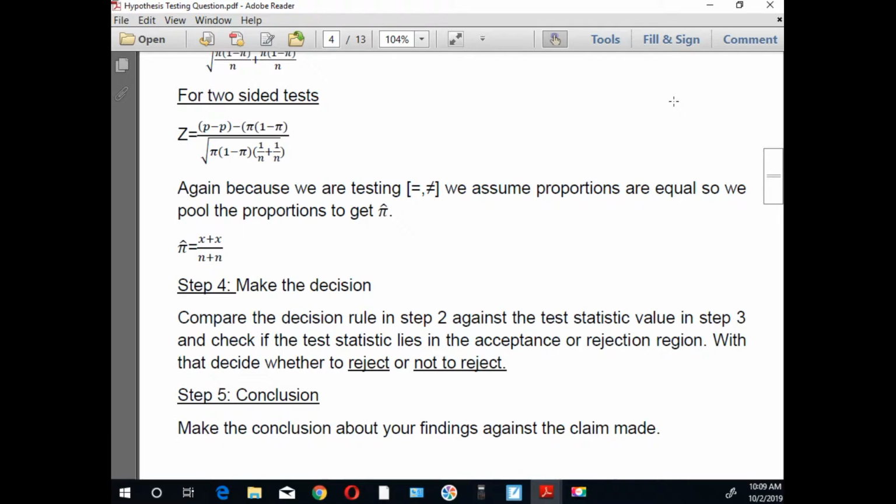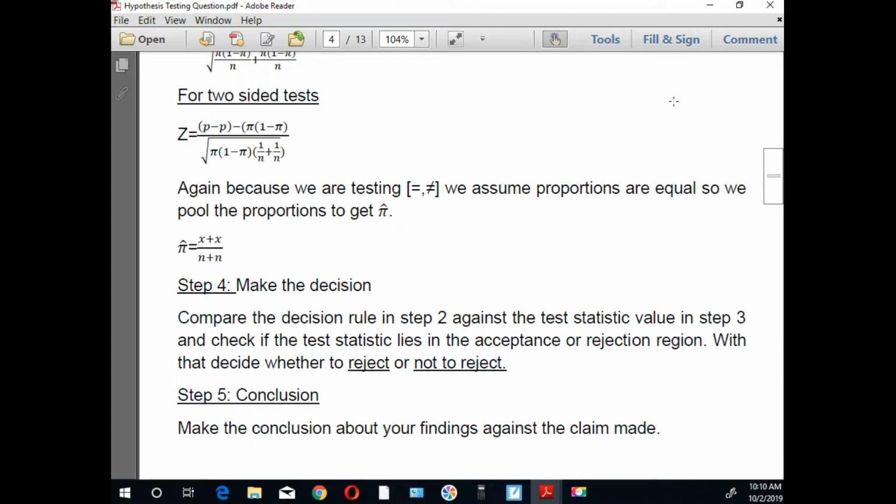Step 4 will be to make the decision. So making the decision depends on which approach you have taken. These steps are assuming we're using the critical value approach of hypothesis testing. There's also a p-value approach, but for now we're only going to focus on the critical value approach. That's the one that is common in any question paper, unless it specifically said use the p-value approach.